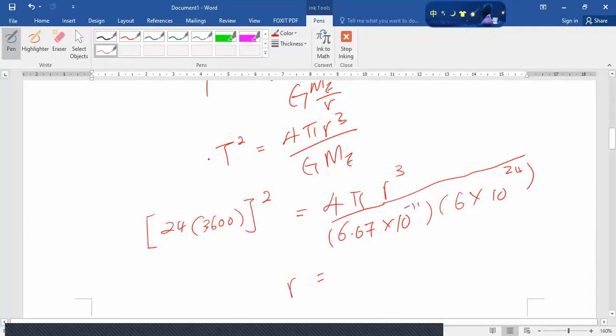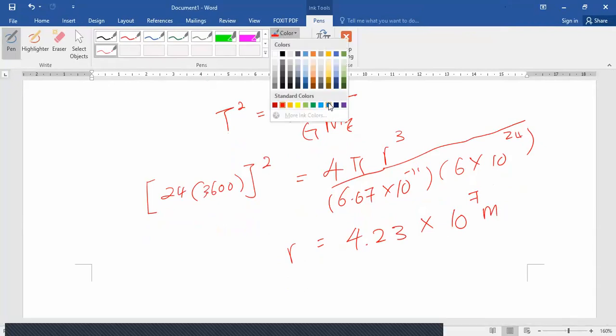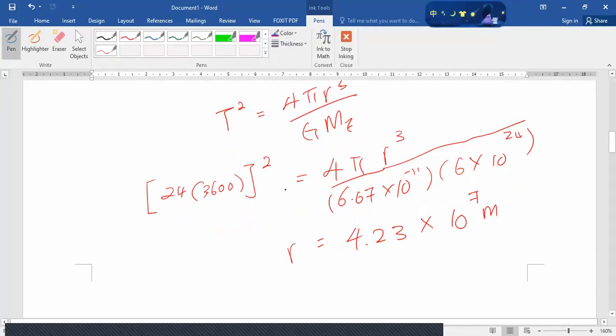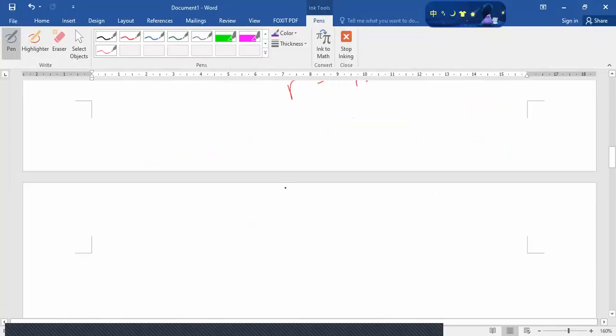Okay, ladies and gentlemen, we get that R is around 4.23 times 10 to the power of 7 meters. We can also use an alternative method. So what is the alternative method we use?